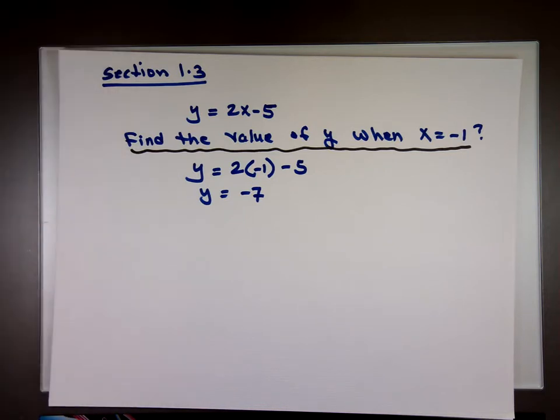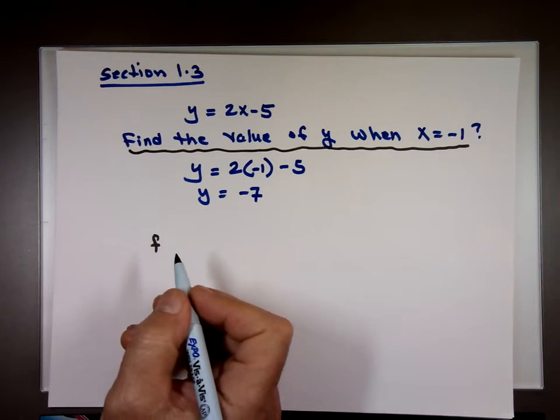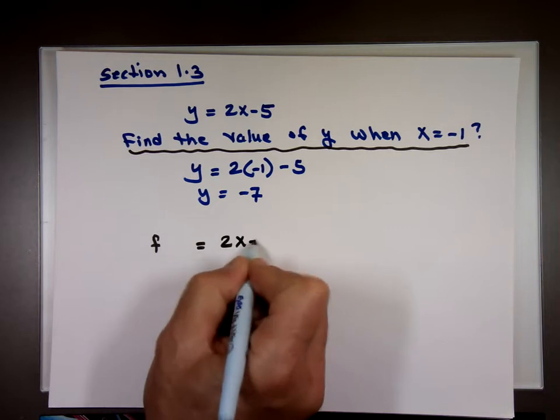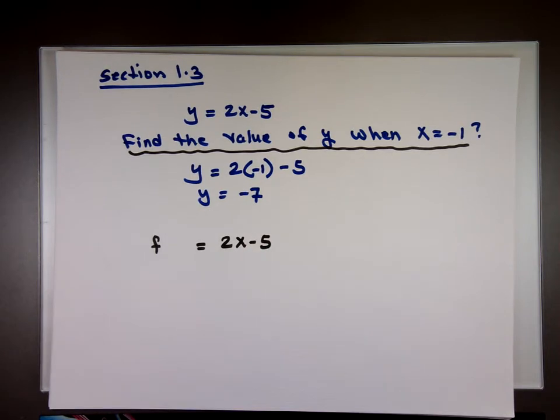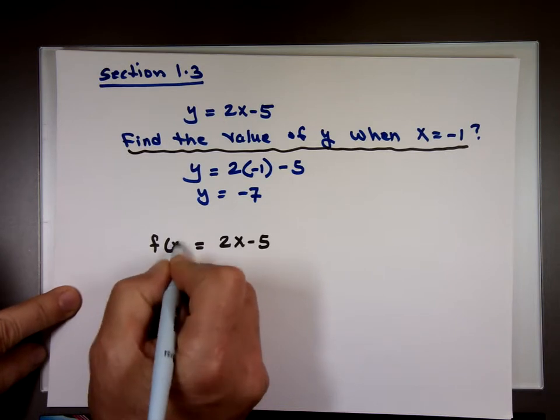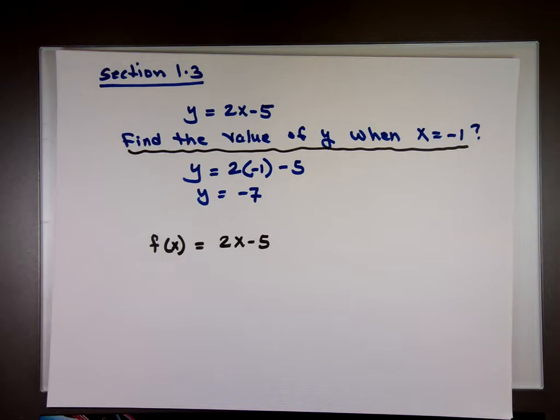So we came up with a shortcut for writing the same question. We said instead of y, let's use the letter f, because the word function begins with the letter f. Leave a space there. And since I'm using the variable x on the right side, let me just let the people know I'm using the variable x here. So f of x equals 2x minus 5. So y really is f of x.